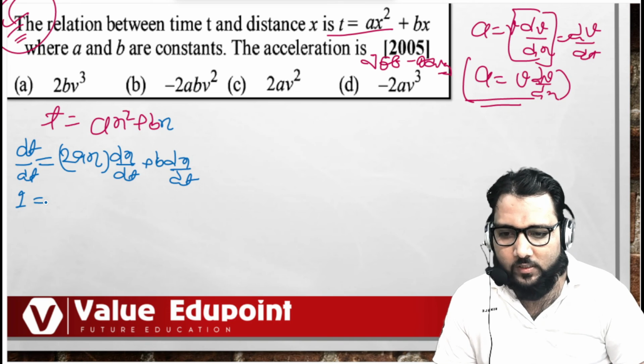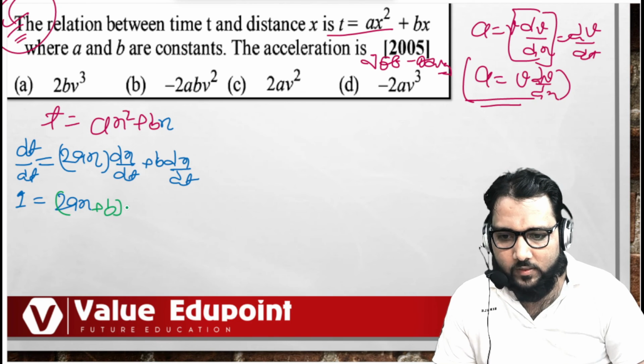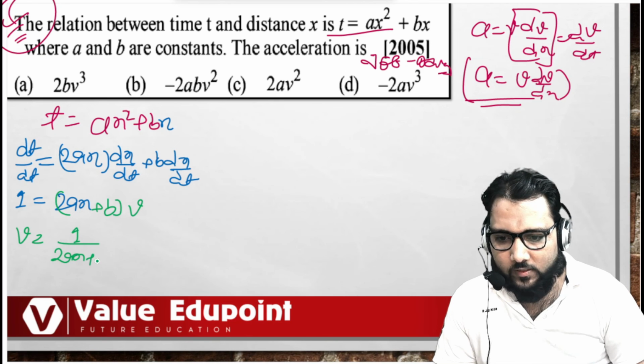Okay, dt by dt cancel out, this will come 1, or we know the differentiation of t with respect to t is 1. Or we can say I am taking dx by dt common, and we know dx by dt is velocity. Is it okay guys? Plus here b will come, and that is v, and the velocity will come out to be 1 upon 2ax plus b.